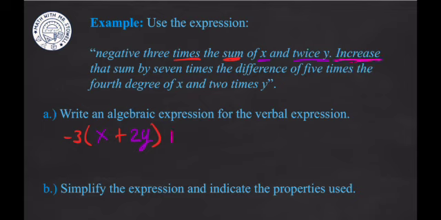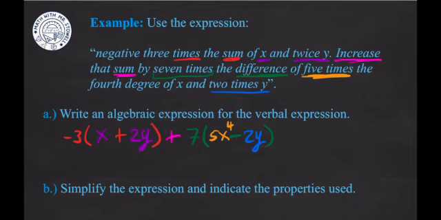Second part is we are going to increase it, so that means add, by the sum. Increase that sum. So we're increasing this by 7 times something. We're doing the difference. Difference is subtraction, so we're going to subtract something from another thing. The difference of 5 times something, 5 times the 4th degree of x, so x to the 4th. And lastly, 2 times y, so 2y.